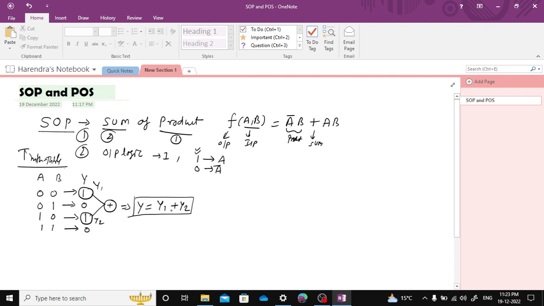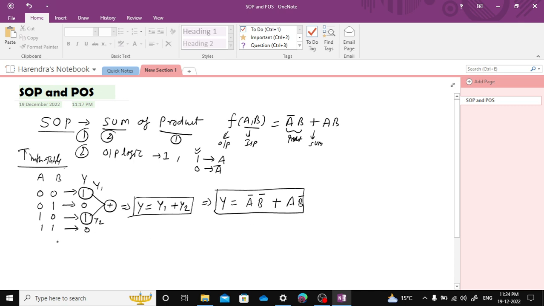ओके, and again Y1 depends on the value of A और B. So for Y1 your input value is 0 0, so 0 0 means with complement. So you can write down Y equal to A complement B complement. Then Y2, इसके लिए आपका हो जाएगा A B complement. So this is your SOP expression. Clear? Here the input variables are product, first product the input variables, then sum.